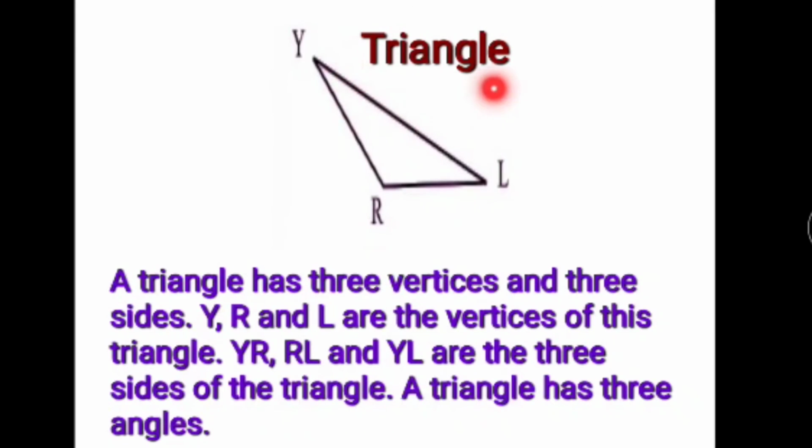Now next shape, triangle. A triangle has 3 vertices and 3 sides. You can see your 3 vertices of triangle and 3 sides. Y, R and L are the vertices of the triangle. YR, RL and YL are the 3 sides of the triangle. So the triangle has 3 angles. You can see here there are 3 angles of the triangle.